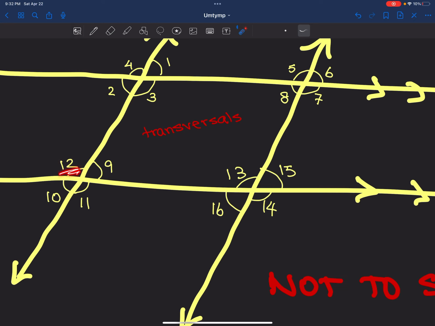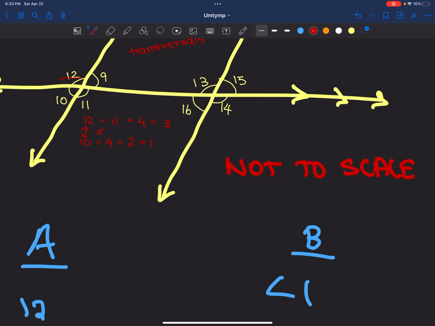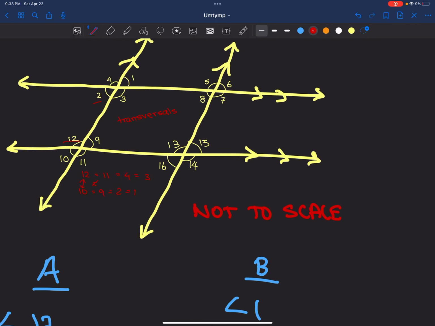That means 12 is equal to 11, as 4 is equal to 3. In other words, 12 is equal to 11 is equal to 4 is equal to 3. I know I'm not putting the angle sign, but we'll forget about that. The same with 10 is equal to 9 is equal to 2 is equal to 1. But these two are not equal to each other, so 12 is not equal to 1.